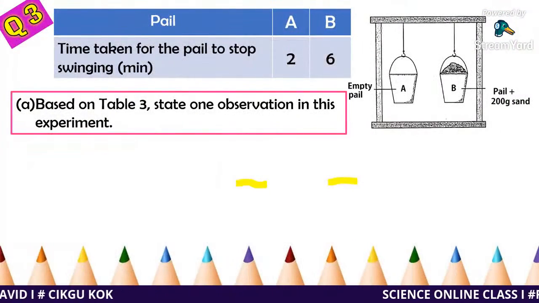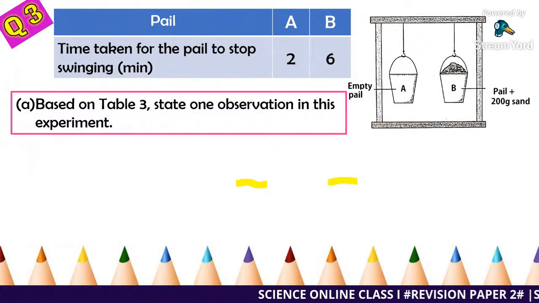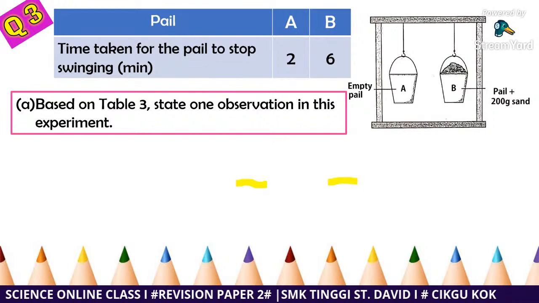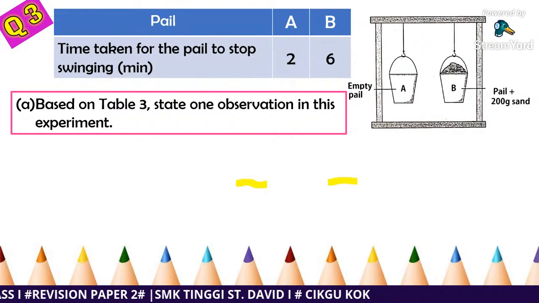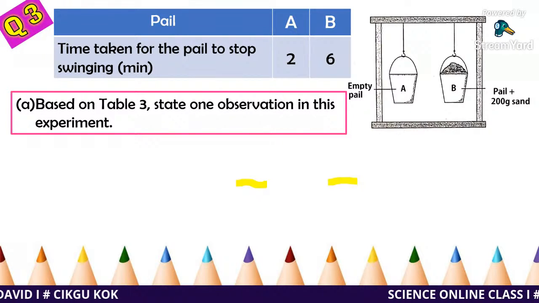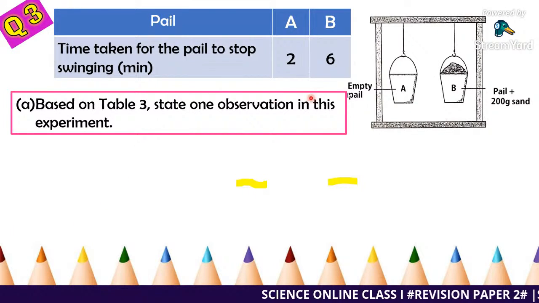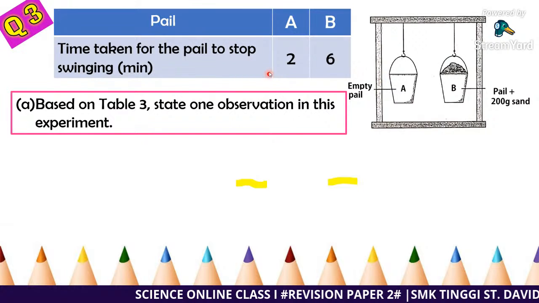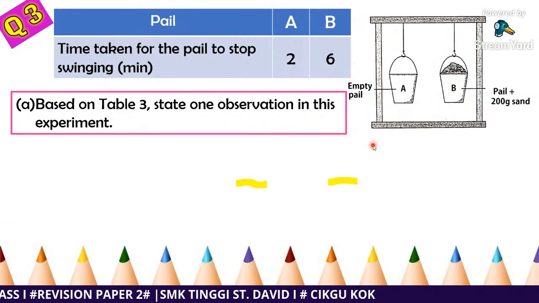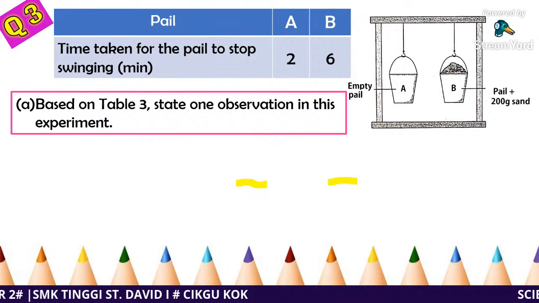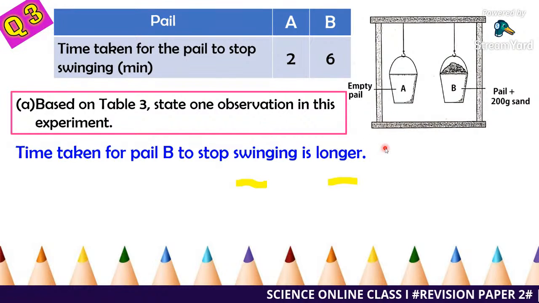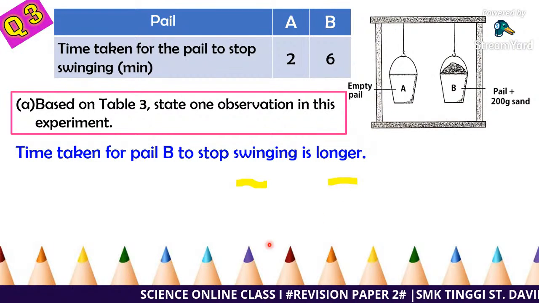Then we continue. Based on table 3, can you state one observation in this experiment? What can you observe? You just refer to the table, then you mention your observation. The observation I mentioned just now: for the empty pail, they take a short time. For the pail with higher mass, they take a longer time. So let's see the answer. Time taken for pail B to stop swinging is longer. So this one is an observation.